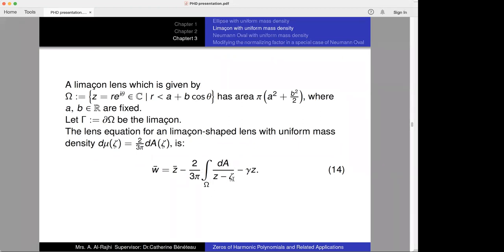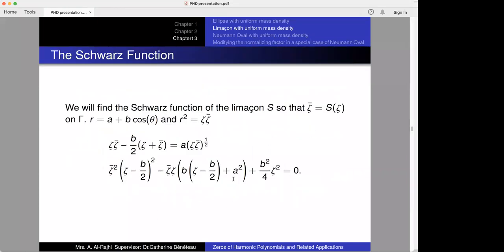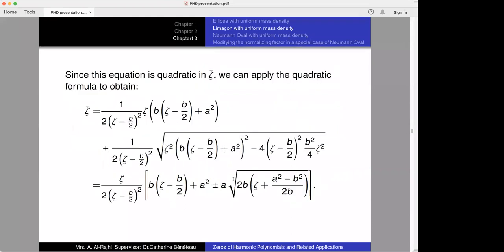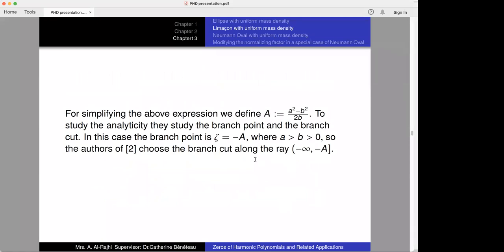The same procedure. We will calculate this integration by using Green's theorem at the beginning. Then we will try to find the Schwarz function, which is a quadratic equation, and we will use the quadratic formula. Then we have to decide which sign we will get for our Schwarz function. But before that, to make sure we have an analytic function, we have to make a branch cut. So for simplifying, they assume that (a squared minus b squared) over 2b is a, and they said they will have the branch cut along the ray from minus infinity to minus a.